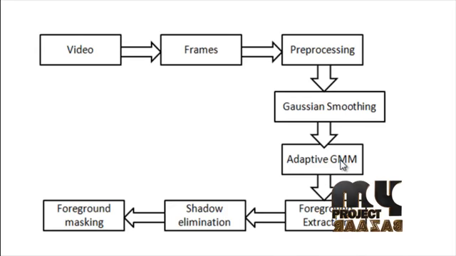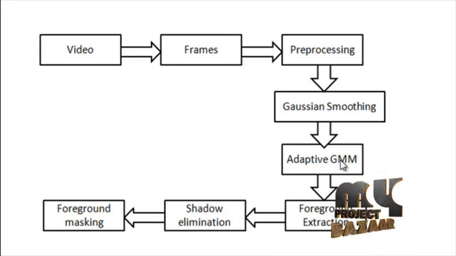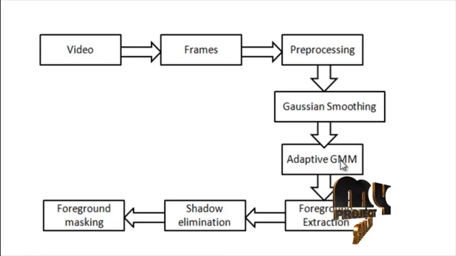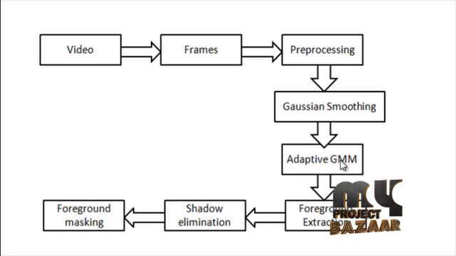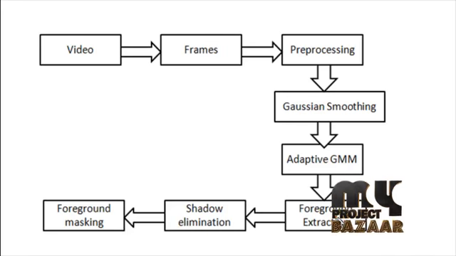Then we will go for adaptive GMM. A Gaussian mixture model is a probabilistic model for representing the presence of subpopulations within an overall population. Formally, a Gaussian mixture model corresponds to the Gaussian mixture distribution that represents the probability distribution of observations in the overall population. Then we will go for foreground extraction.